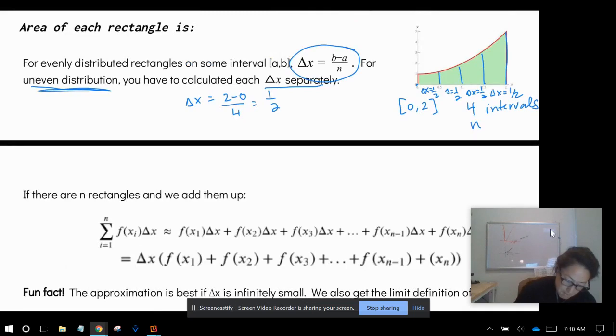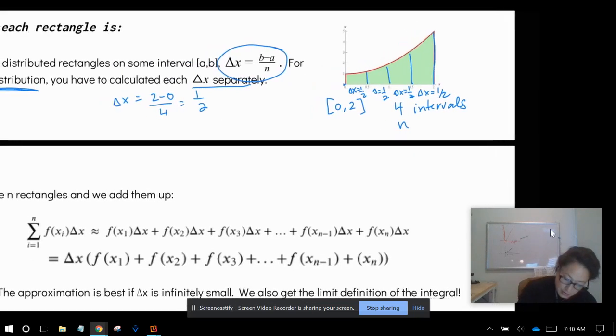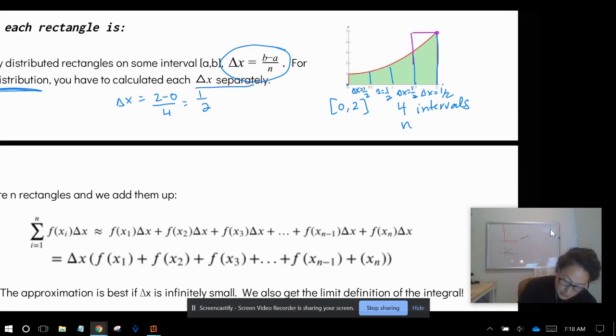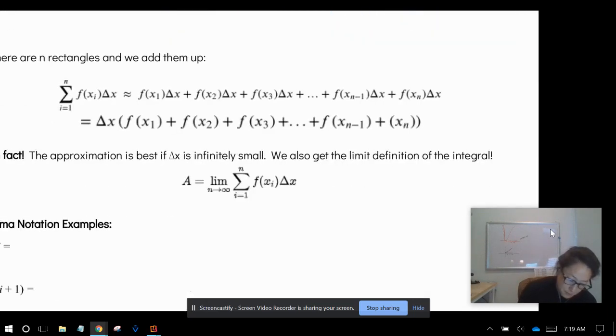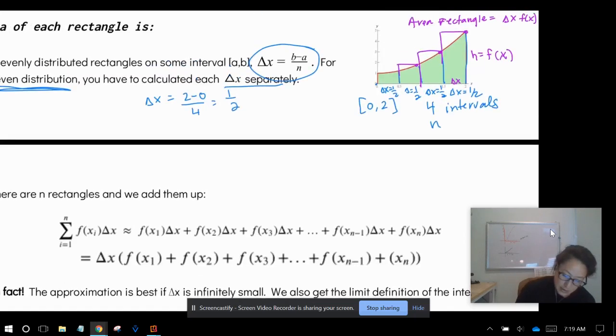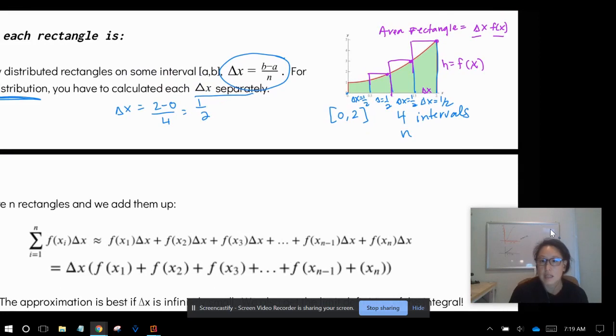I forgot to tell you that each one of these rectangles, if I take a right Riemann sum, has a height equal to f of x at your point, times the change in x. So the area of a rectangle is equal to delta x times f of x. I said that wrong earlier. That is delta x times f of x, so delta x times the height.